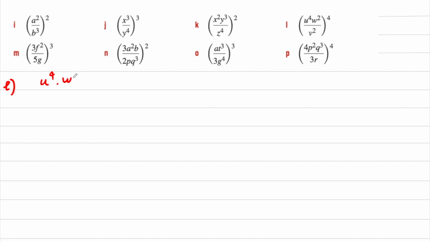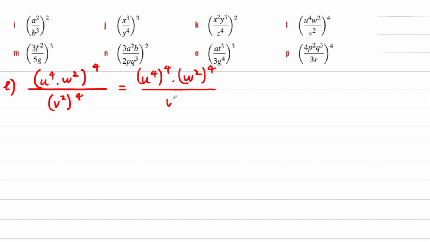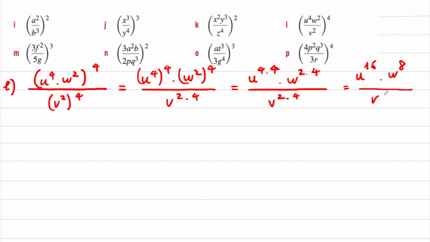u to the 4 and w squared, bigger bracket and 4 outside. First step, v squared and the denominator also has 4 here. The next step, I will apply the outside power of 4 to each term inside the bracket. The first bracket, u to the 4 and 4 outside, w squared and 4 outside, and v, 2 times 4. Expand the bracket. For u here is 4 times 4. For w here 2 times 4. And then you got 2 times 4. You got u to the power of 16, w to the power of 8, and v to the power of 8 by this one.